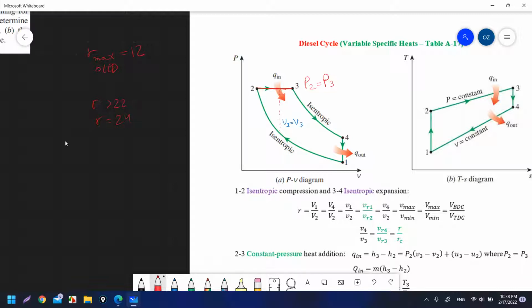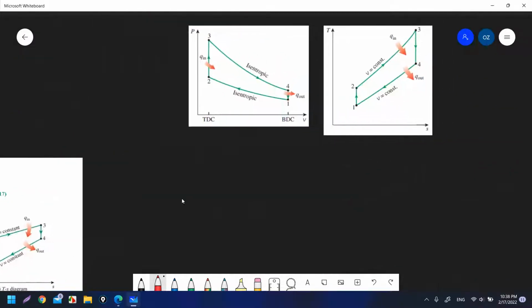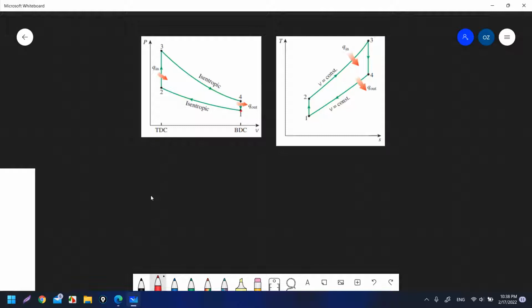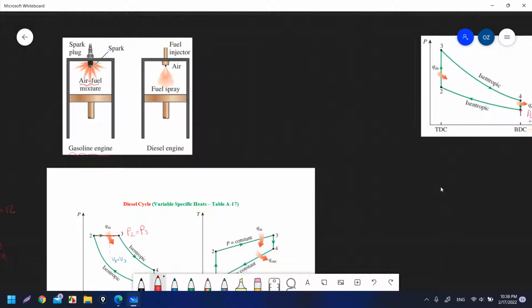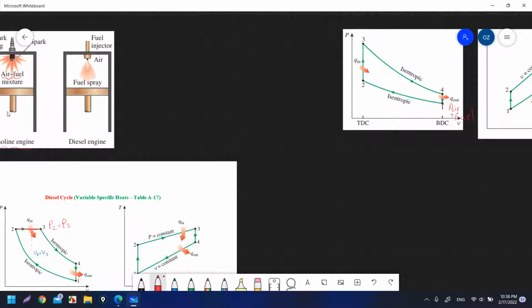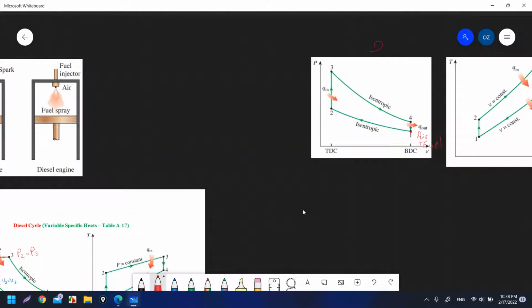The problem that we have in the Otto cycle is that at the beginning of the compression process, we take from the intake valve an air plus fuel mixture. So for the gasoline engine that operates under the Otto cycle, we have an air plus fuel mixture. Then we have an isentropic compression process, and the spark will initiate the ignition of the air plus fuel mixture, and we will have heat addition here. That is the PV and TS diagram for the Otto cycle.